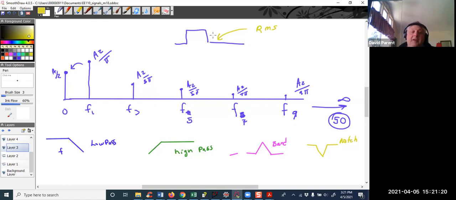Now, what if I had this square wave and I wanted to turn it into a DC power supply? I'm asking this to the group now: which one of these filters would we use?